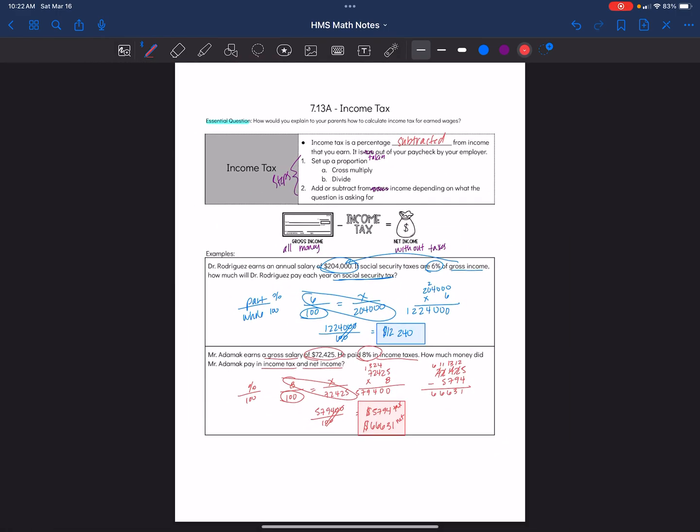Cool. That's it. Again, the hardest part is setting up the proportion and then making sure you're answering the question directly as to what it is asking. Is it asking for just the tax? Is it asking for the net? And then you might even get a gross income. They'll give you the net, you'll have to find how much the taxes were after they give you the percentage, and then you'll have to find the gross.